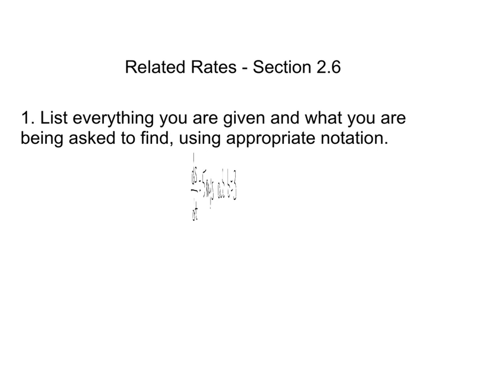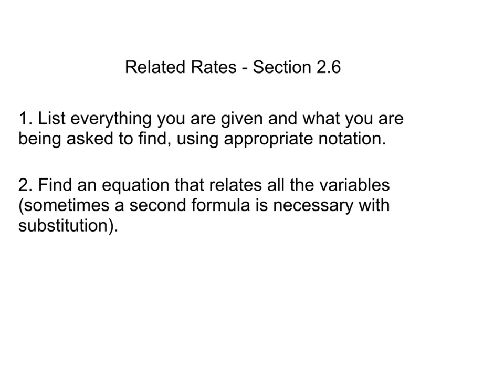Then you need to find an equation that relates all the variables being discussed in the problem, and sometimes you need more than one formula. And if a second formula is needed, then you're going to want to use substitution to create one formula. Next, you're going to want to use implicit differentiation on both sides, differentiating with respect to t. So most variables in your equation are going to have dr/dt, dx/dt after them. And then once you've done that, you'll solve for whatever it is you're being asked to solve for.